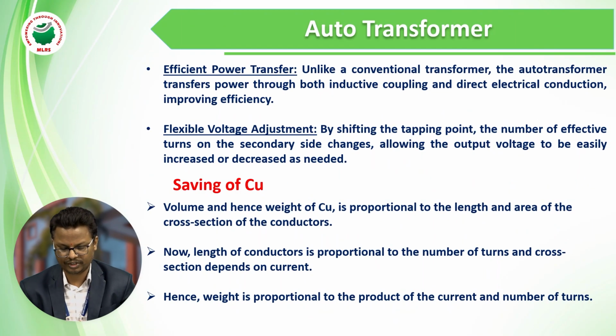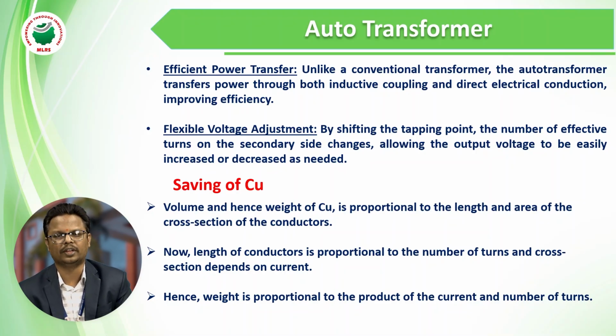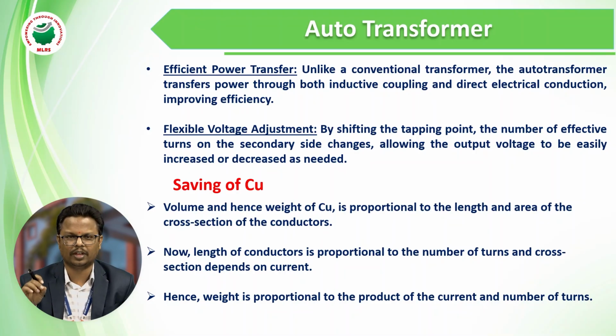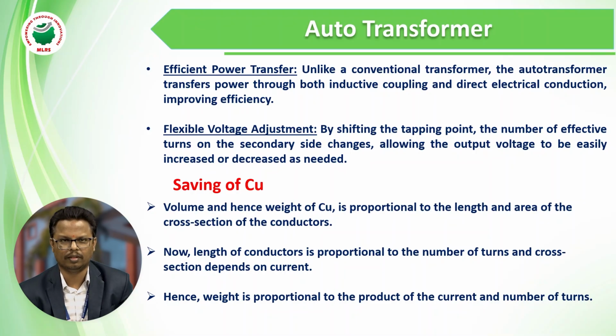The next one, efficient power transformer. So we can transfer the primary power to the secondary power very efficiently. Here the auto transformer transfers the power through both inductive coupling and direct electrical conduction, improving efficiency. So we can directly transfer the power from primary to secondary winding. And flexible voltage adjustment. We can adjust the voltage very easily because we have a knob. By changing the knob, the secondary voltage will be changed very flexibly without any trouble.